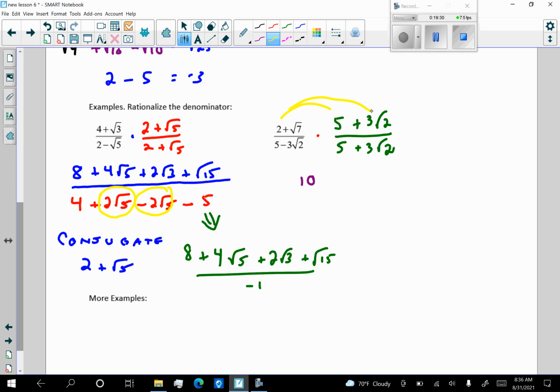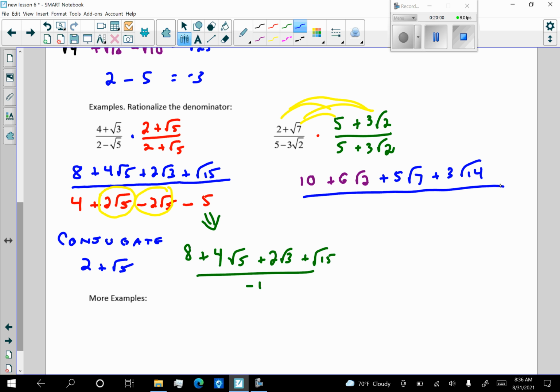2 times 3 square root of 2 is going to be 6 square root of 2. Square root of 7 times 5 is 5 square root of 7. And square root of 7 times 3 square root of 2 is going to be 3 square root of 14. That's the top.